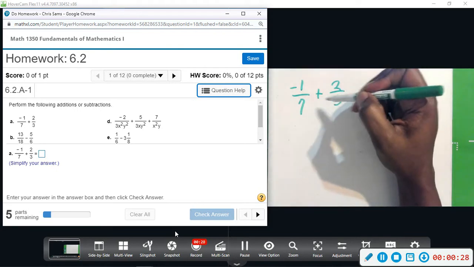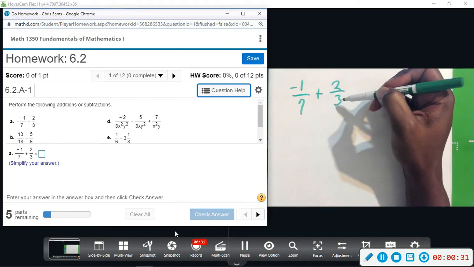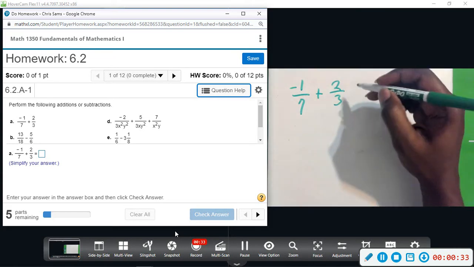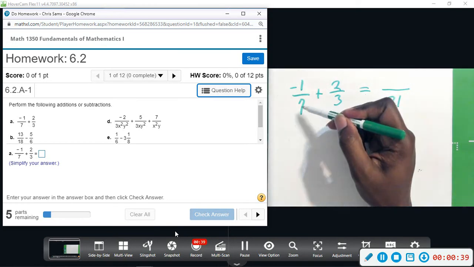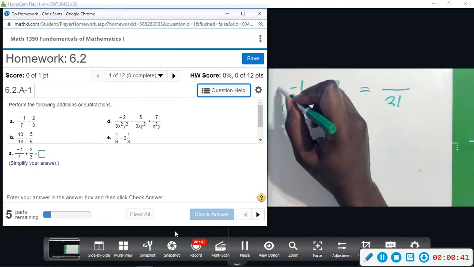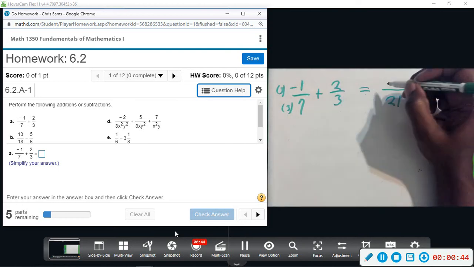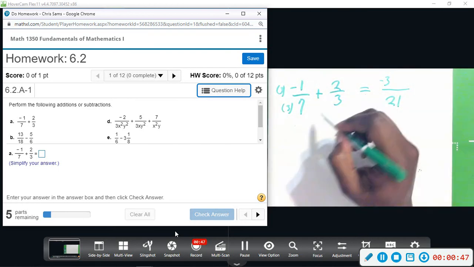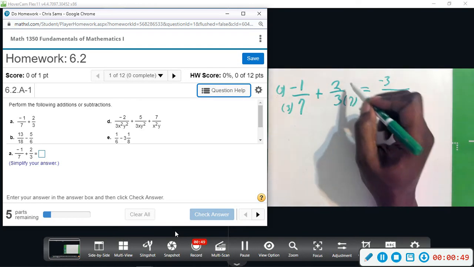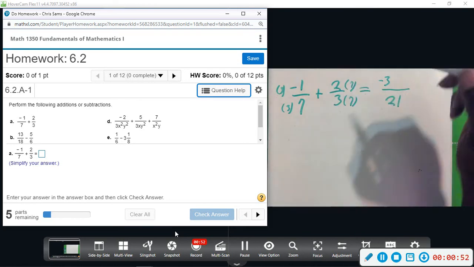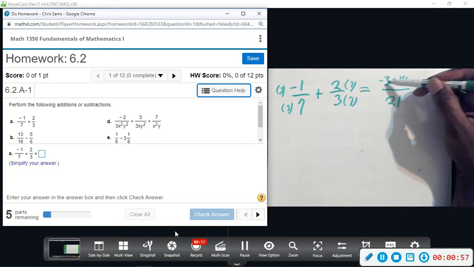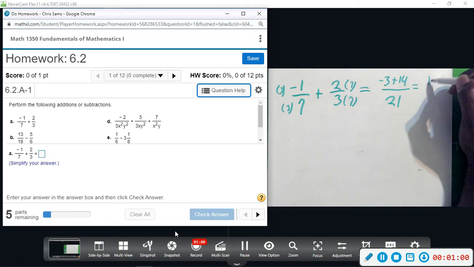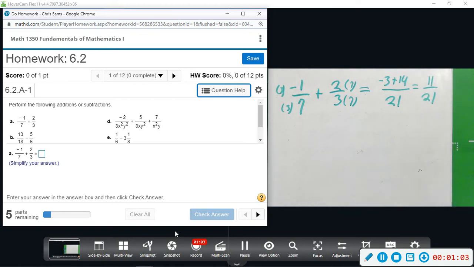So the least common multiple between 3 and 7 is 21. In order to get 21, we have to multiply by 3 here, top and bottom. So 3 times negative 1 will give us negative 3. And over here we have to multiply by 7, top and bottom. 2 times 7 will give us 14. So what we're really looking at is 14 take away 3, which will give us 11 over 21 for part A.